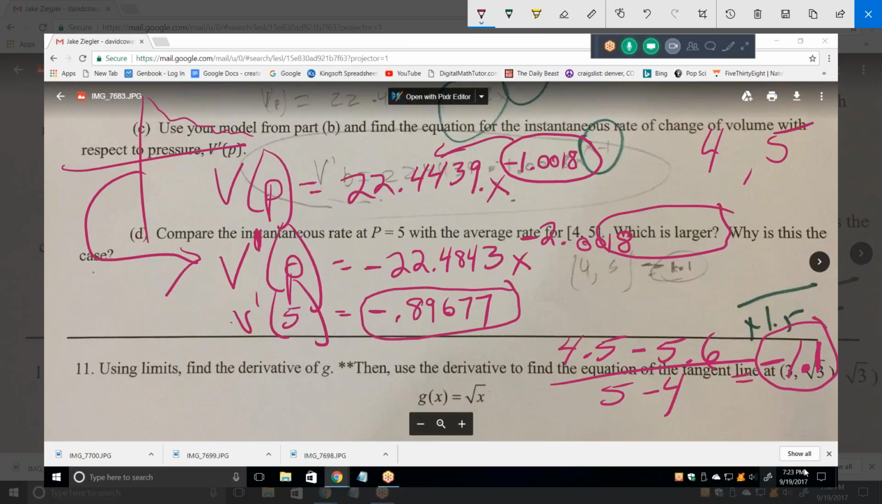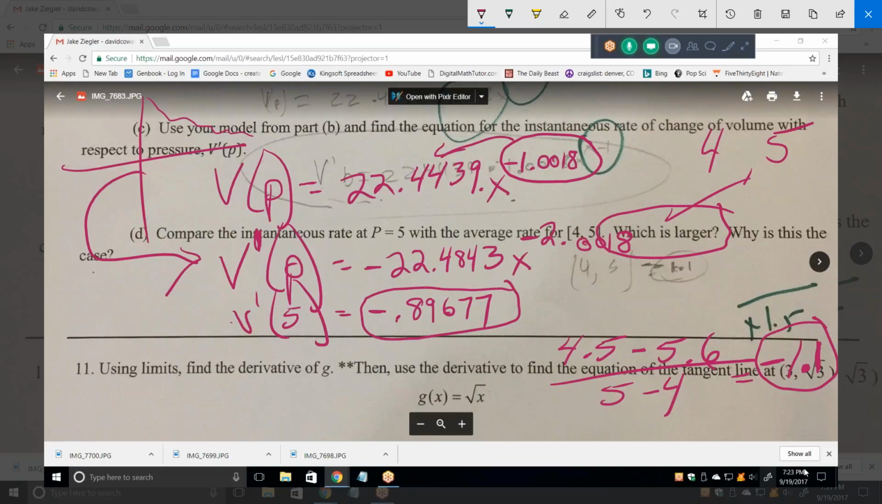I don't really like that question because it's a bit confusing. If you're looking for where the rate of change is the steepest, it's actually between 4 and 5. It's negative, but it's steeper.